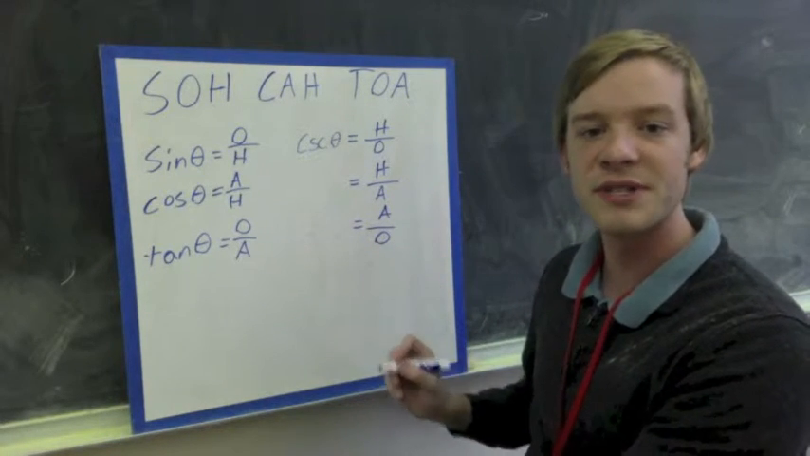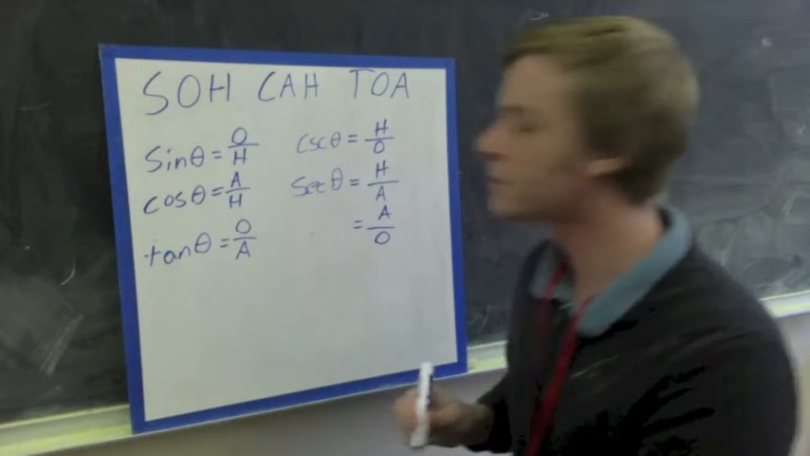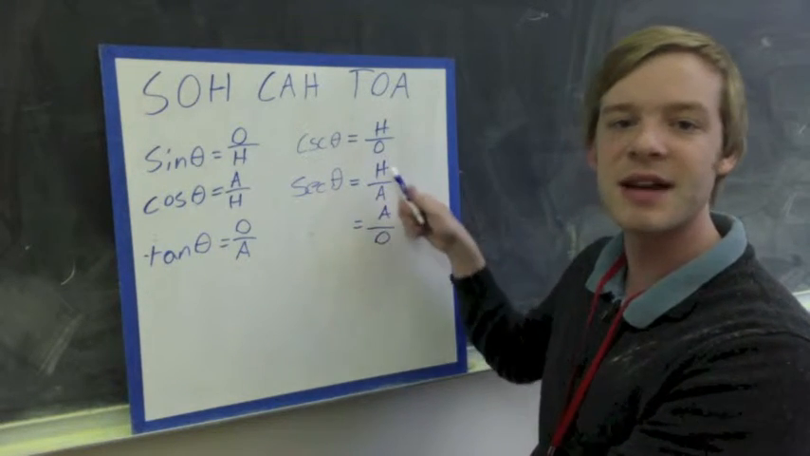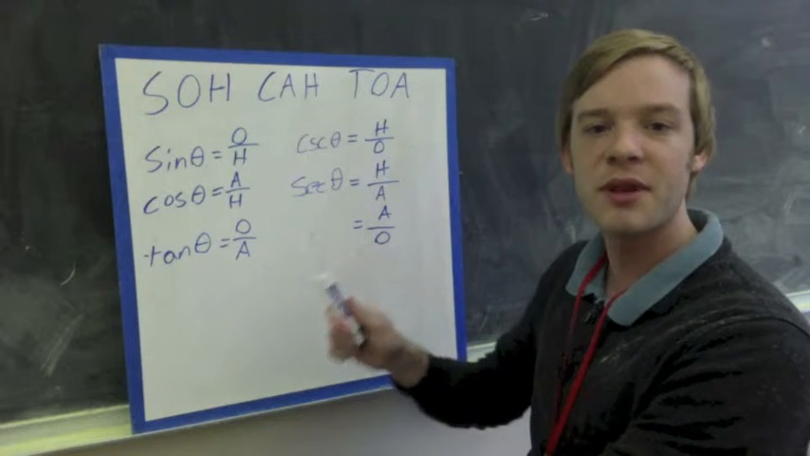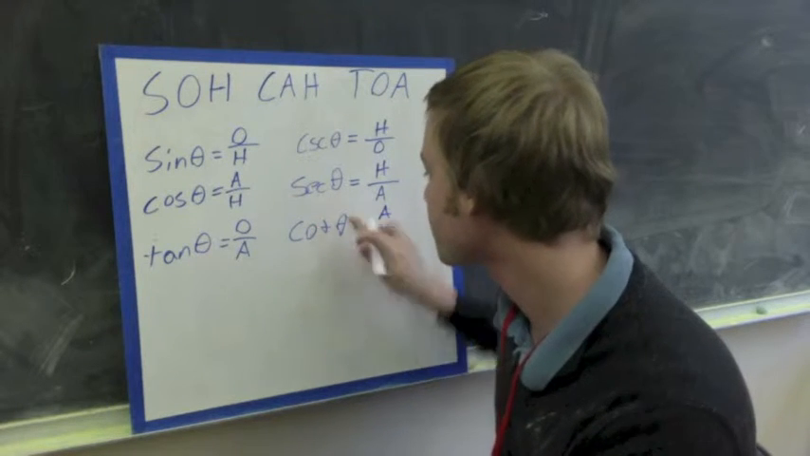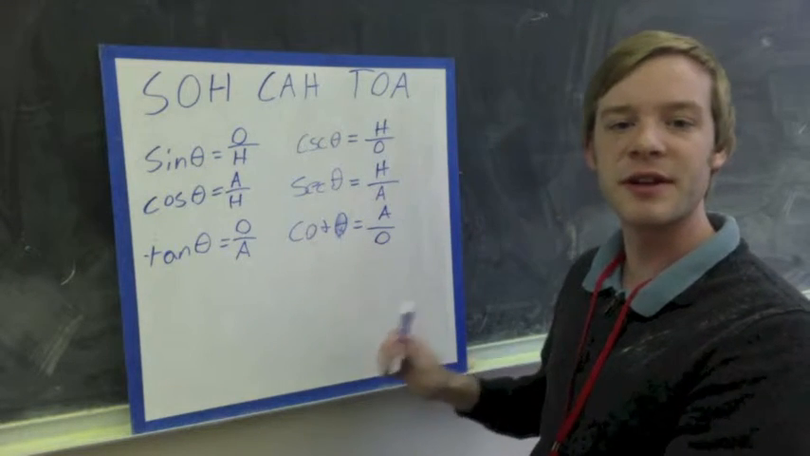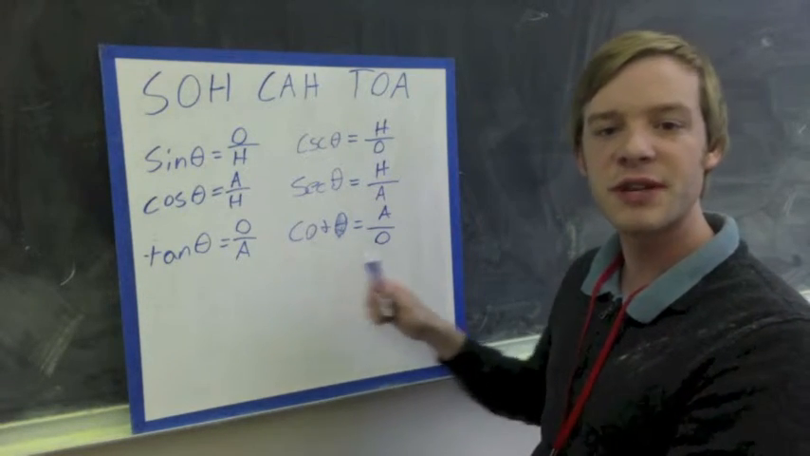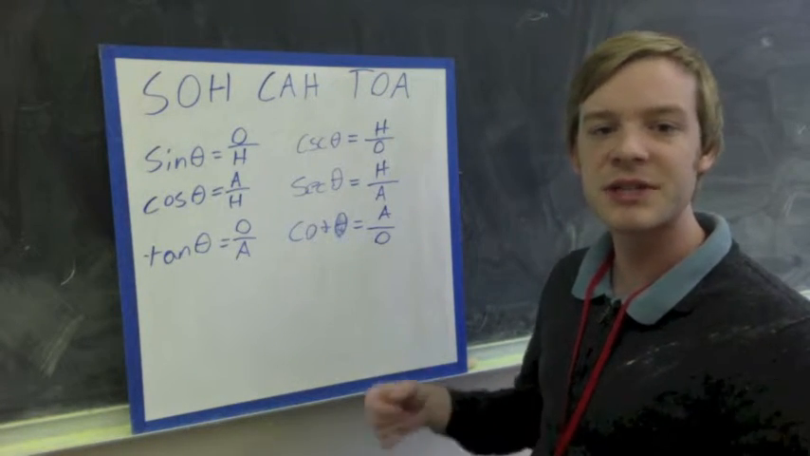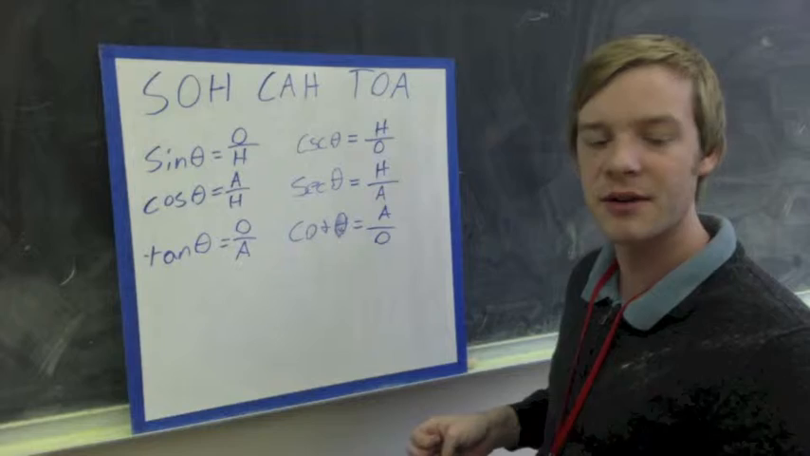Same thing over here with secant of theta. So secant of theta is the flipped version of cosine. So secant of theta is hypotenuse over adjacent, and then same thing with cotangent. So cotangent of theta is the reverse of tangent of theta. So cotangent of theta is adjacent over opposite. Now we don't necessarily need to know what these angles are for some of the problems we're doing. So let's go ahead and take a look at the way a problem would be set up.